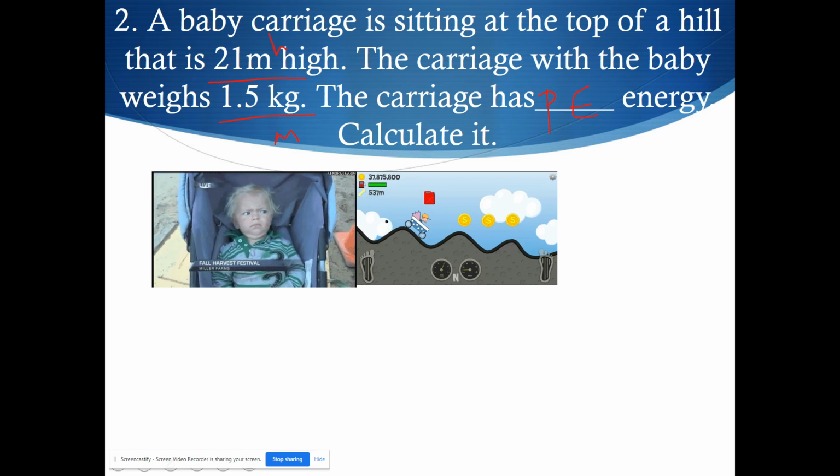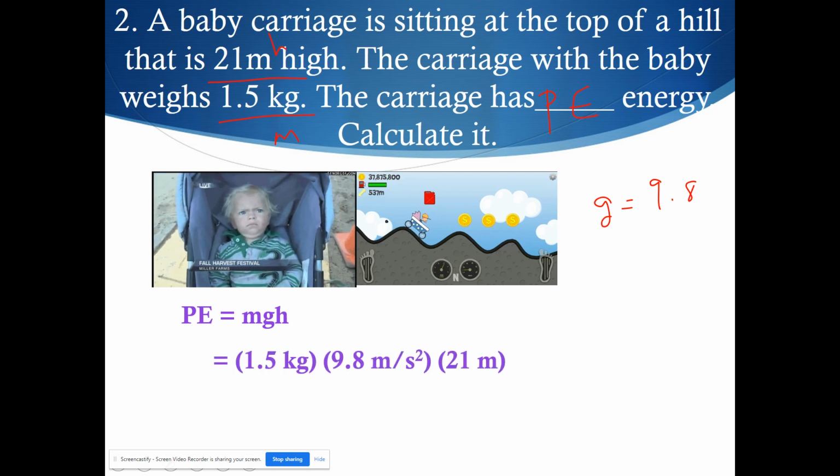So what do I need? I need my formula for potential energy. You know what? I've got the m, I've got the h, but what about the g? Remember, anywhere on Earth, g is a constant, okay? It's 9.8 meters per second squared. So keep that in mind. That's not going to be given in the equations. That is a constant that should be known. It's at the bottom of your formula sheet. Plug all those numbers in. Mass, g, and h. Calculate it out, and you get 308.7 joules.